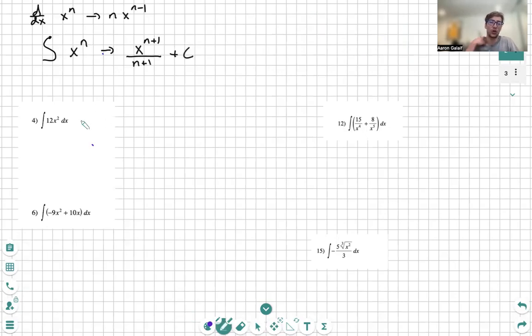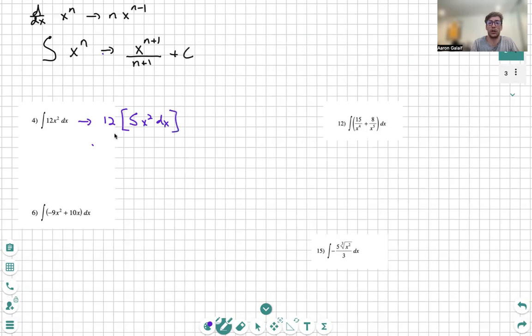We're going to take the integral of 12x squared dx with respect to x. First thing we're going to do is bring the coefficient out to the front. We're going to deal with that at the end. And we're going to put our brackets, because 12's out. We're going to have the integral of x squared dx.